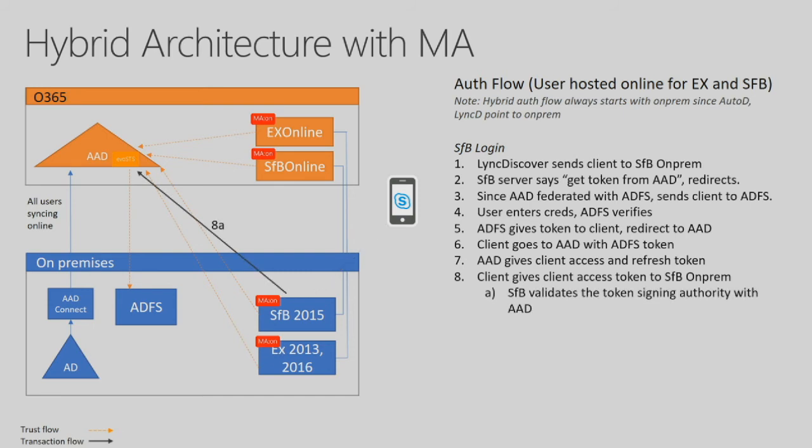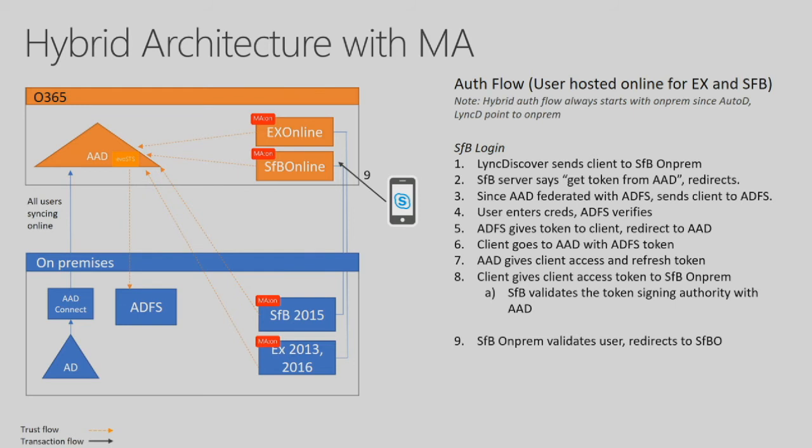On-prem will go to AAD and validate the token signing authority, come back and say, great, you're in, I know you're good, everything's awesome, I'll let you in, let me look you up. Oh, you know what? You're actually hosted online. This user is hosted online. So go back, go to online, go to here, okay?